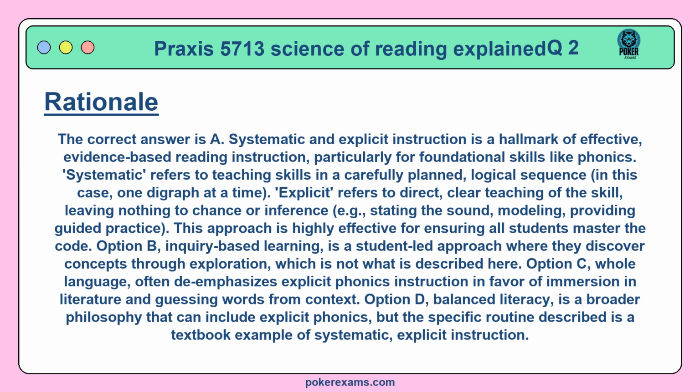Systematic and explicit instruction is a hallmark of effective, evidence-based reading instruction, particularly for foundational skills like phonics. Systematic refers to teaching skills in a carefully planned, logical sequence, in this case, one digraph at a time. Explicit refers to direct, clear teaching of the skill, leaving nothing to chance or inference, e.g., stating the sound, modeling, providing guided practice. This approach is highly effective for ensuring all students master the code.